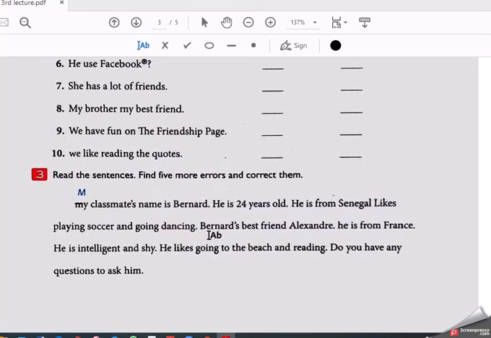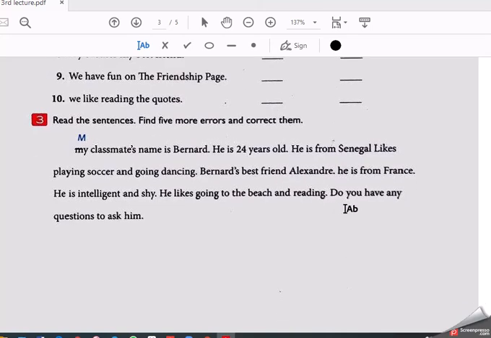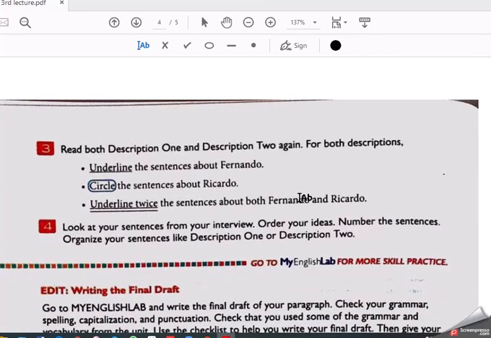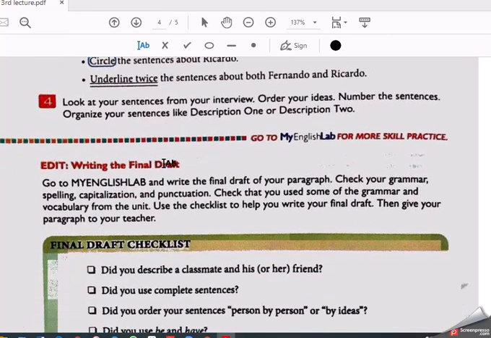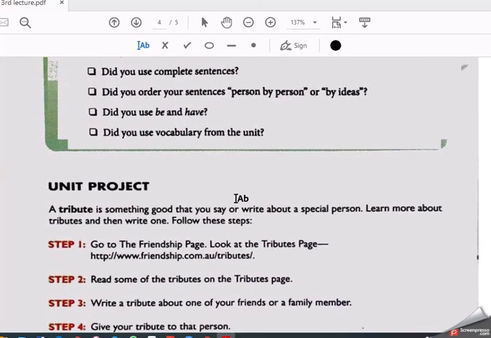Okay? "Bernard's best friend Alexander." Where's the verb here? Look, it started with a capital letter. This is right. It ended with a dot or period. This is good. Alexander is a name which is capitalized. This is good. But there is no verb here. I have to put "Bernard's best friend is Alexander." Then I complete. Let's go to page 26.